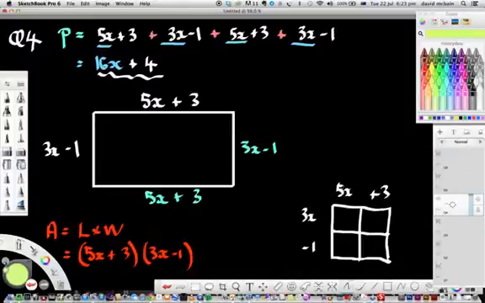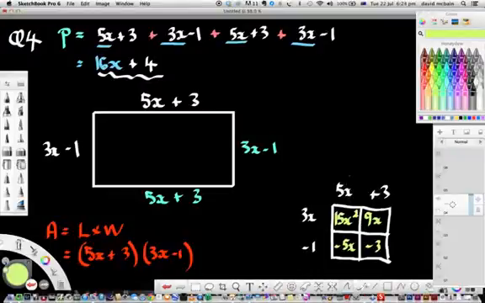3 times 5 is 15, and x times x is x squared. 3 times 3x is 9x. That was positive 3 times 3x, it's positive 9x. Down here, 5x times negative 1. Well, 5x times 1 would be 5x. 5x times negative 1 is negative 5x. And finally, 3 times negative 1 is negative 3.